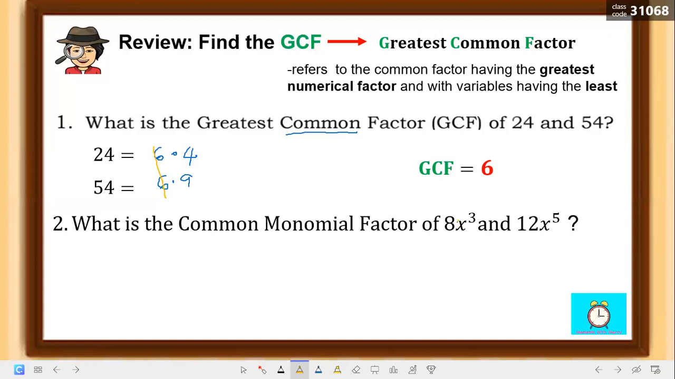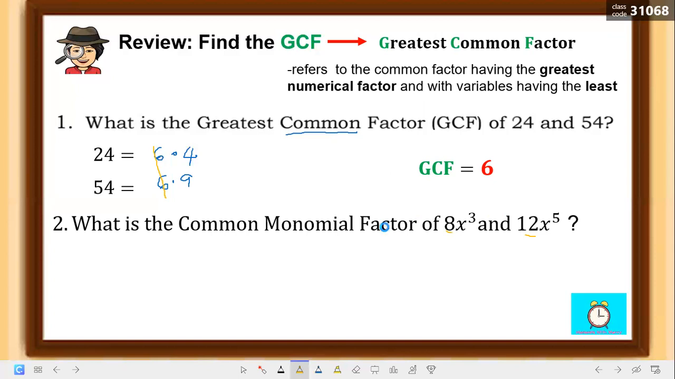Ano yung pwede pang divide sa 8x cubed na pwede rin sa 12x to the 5th? O dito muna kayo tingin sa 8 tsaka 12. What is the number? Yes, Johan. 4 po. Okay. So, correct. O, paano yan? Meron siyang x cubed tsaka x to the 5th. Ano yung pwede pang divide na pwede parehas dyan? Tama yun, no? 4 yung kanyang coefficient na common.